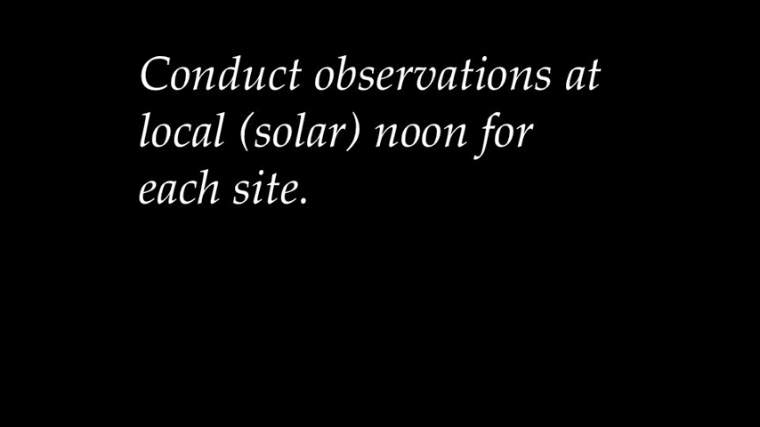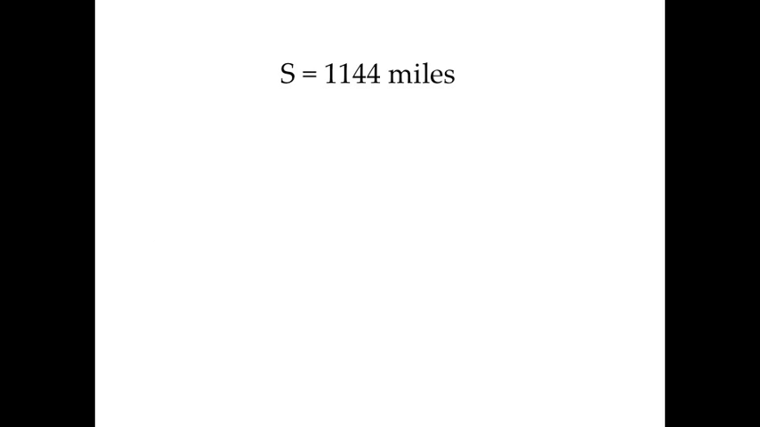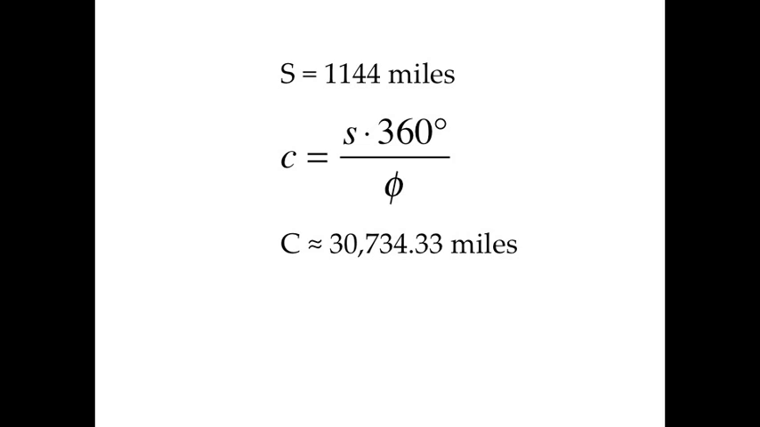To compensate for this, observations are made at local noon for each site, 37 minutes apart. We calculate phi to be a remarkably accurate 13.4 degrees. Using that, together with arc length S, we come up with a circumference of 30,734.33 miles.